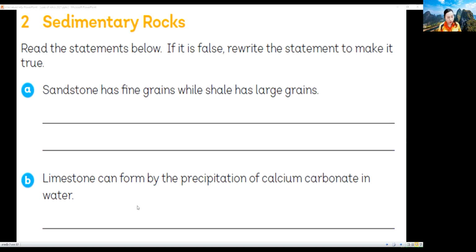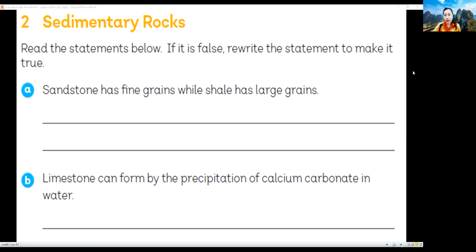For the limestone, limestone is on page 97. Look at page 97, limestone. For your sandstone, it's on page 94, 95. Shale and sandstone. Sandstone, page 96, okay? Look there, sandstone and shale. You just look for sandstone and then find, is it fine grains? And then you need to find shale. Shale is on page 95 and try to see if it is large grains, okay? Ready? Ready for the answer?